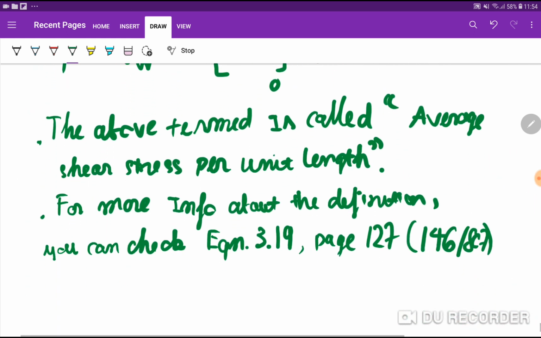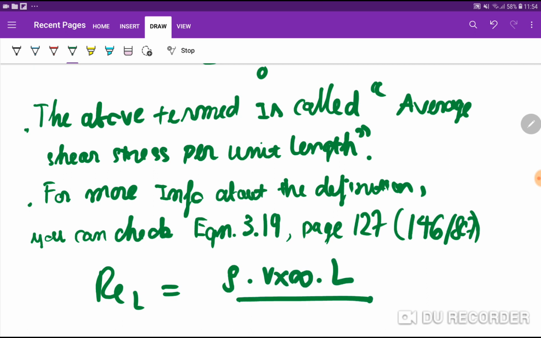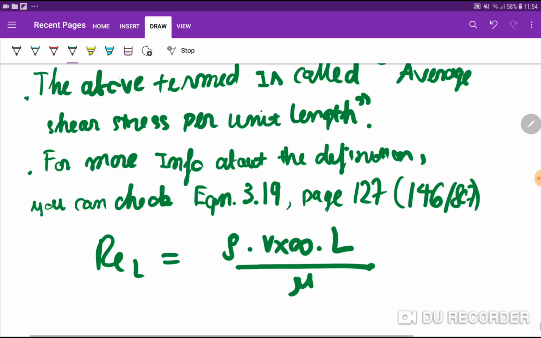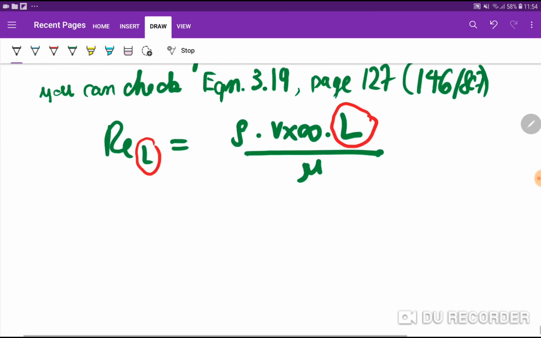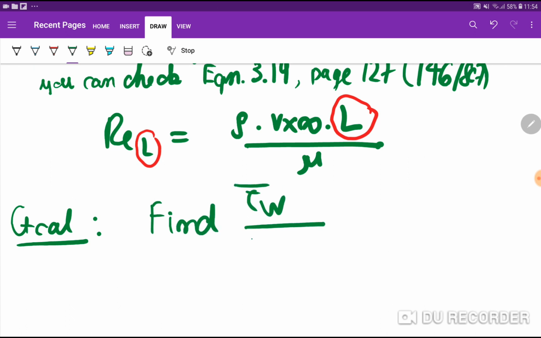They give us this average shear stress per unit length term, and they also say that the Reynolds number as a function of L with respect to L is rho times vx infinity times L over mu. So basically, this term right here corresponds with this term right here. Wonderful. What do they ask us? The goal is to find the average shear stress over 1/2 rho vx infinity squared.